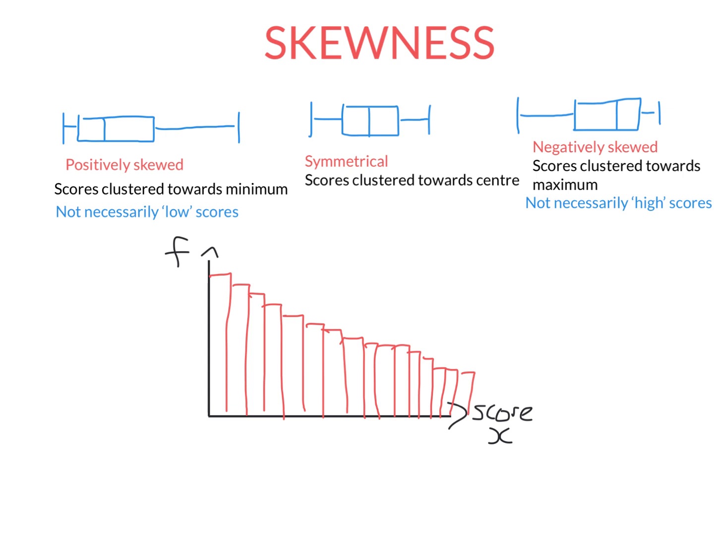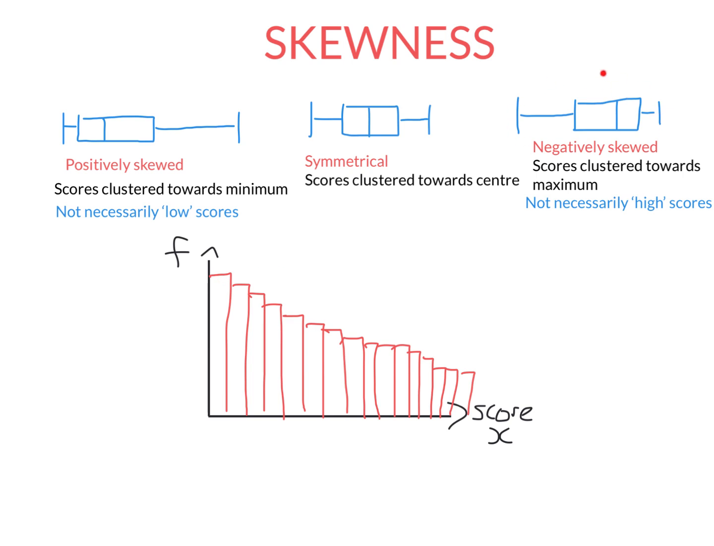So if you do a maths test, for example, the lowest score could be 80, and there could be a lot of students who scored around 80. Those students didn't score low scores. They just scored closer to the minimum. So that's what we mean with skewness. This is positively skewed, scores clustered towards the minimum.